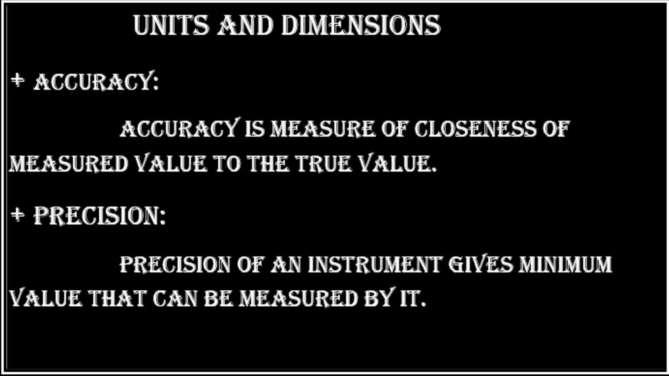Next, coming to precision. Precision of an instrument gives the minimum value that can be measured by it. Minimum or limited value are the most important terms in this definition. This definition means that while measuring with an instrument, for example an electronic physical balance, we can measure 10 kg, 20 kg, but the least we can measure is 1 gram also. That's the precision. The minimum or limited value that can be measured by an instrument is precision.